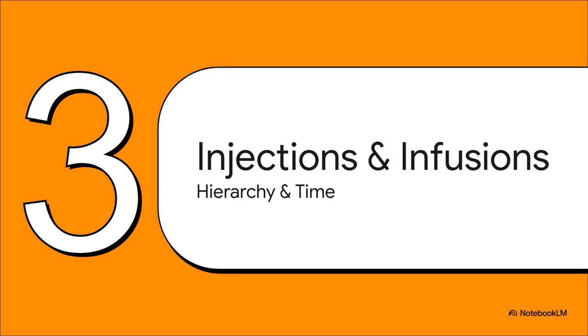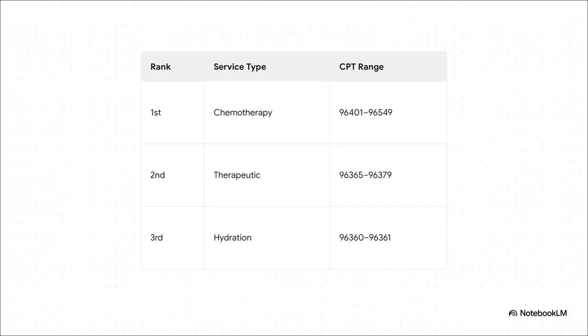Section 3. Case 2. Injections and infusions. So, moving right into the 96360 to 96379 range, the crucial thing to grasp here is the infusion hierarchy rule. When multiple types of infusions happen in a single visit, you have to code the highest level service as the primary, initial code. Chemotherapy is king here. It completely trumps therapeutic infusions, which in turn trump hydration. Remember, you can only report one initial code per encounter unless, of course, you have completely separate IV sites established. Everything else, it just gets an add-on code.